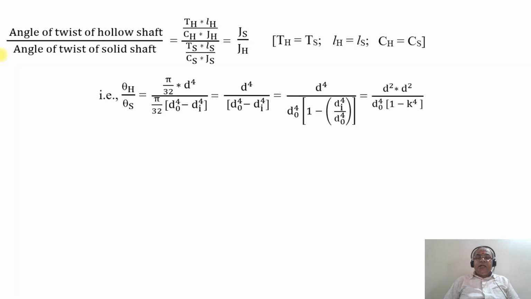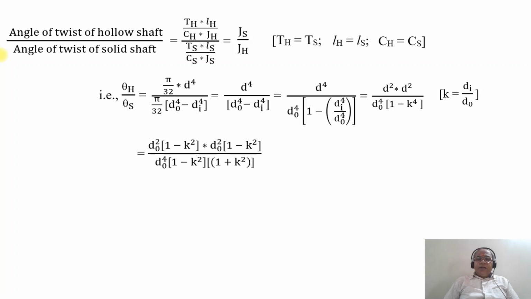So therefore d square into d square divided by d naught to the power of 4 into 1 minus k to the power of 4, where k will be equal to di by d naught. So substitute the value of di by d naught as k. So d square can be written as d naught square into 1 minus k square, into d naught square into 1 minus k square, divided by d naught to the power of 4 into 1 minus k square into 1 plus k square. So d naught to the power of 4 and d naught to the power of 4 get cancelled, and 1 minus k square and 1 minus k square get cancelled. So that will be equal to 1 minus k square by 1 plus k square, which is less than 1.